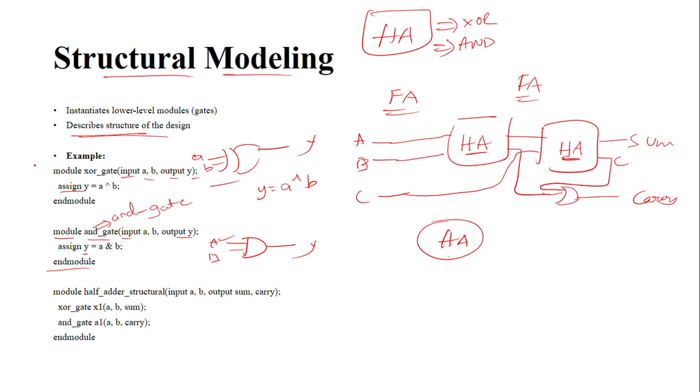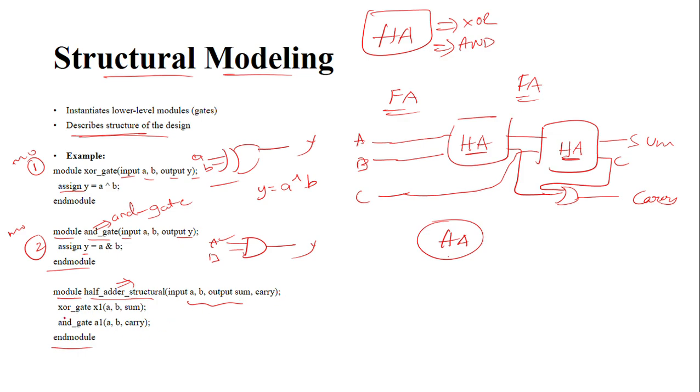So this is one module, this is another module. By using these two modules we can design a half adder. This is module 1 and this is module 2. Just look, it also starts with a module and ends with end module. So you can name it half adder underscore structural. It is the module name. These are the port list. A, B are the inputs and sum and carry are the outputs.